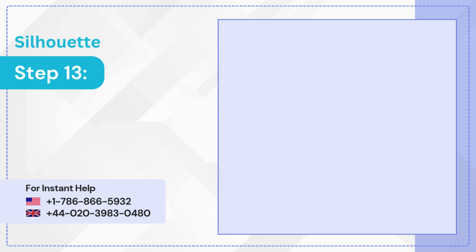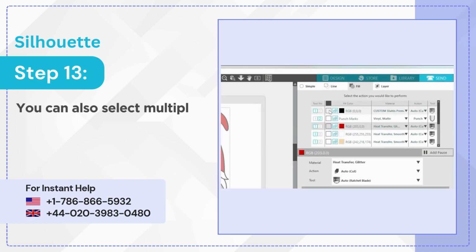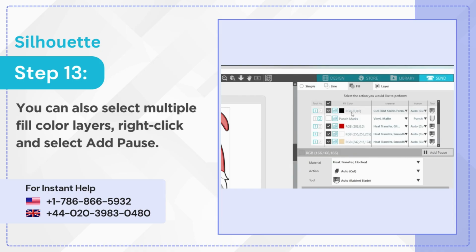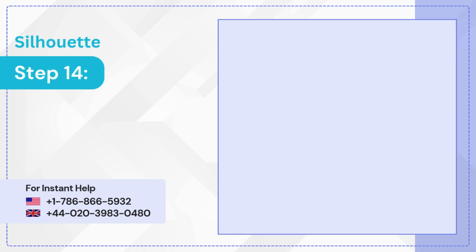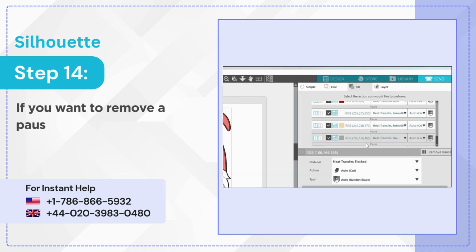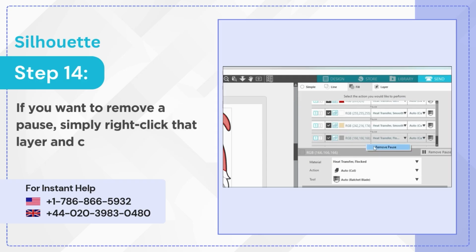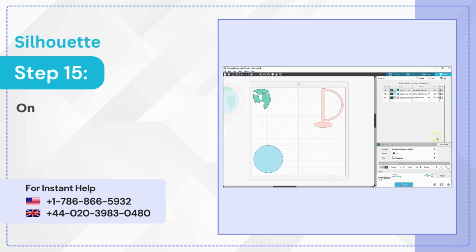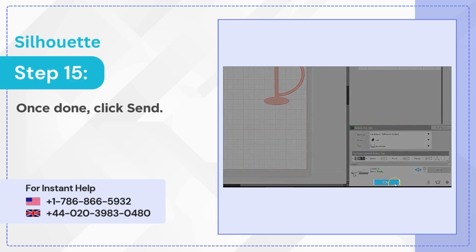Step 13. You can also select multiple fill color layers, right-click and select Add Pause. Step 14. If you want to remove a pause, simply right-click that layer and click Remove Pause. Step 15. Once done, click Send.